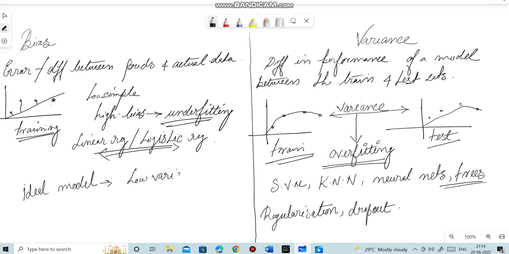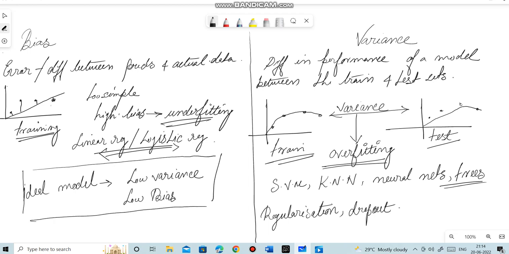low variance, that is, it should generalize well and perform well for both the training and the test set, as well as low bias, meaning it should not be too simple to understand, or it should be smart enough to understand the data well. That is, it should be able to understand the data while training. Also, it should be generalized enough to perform similarly on the testing set. So the ideal model has low variance and low bias.